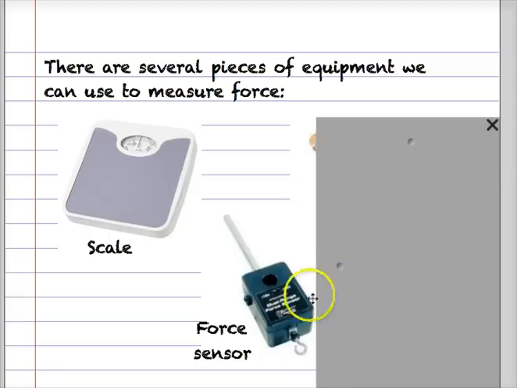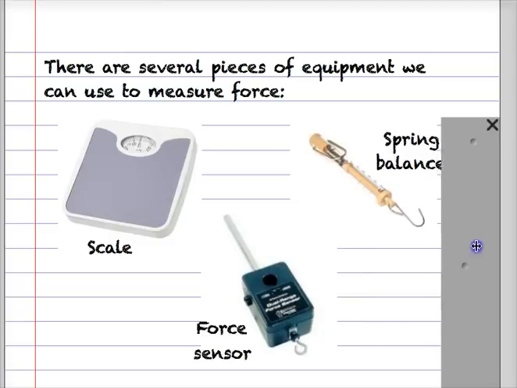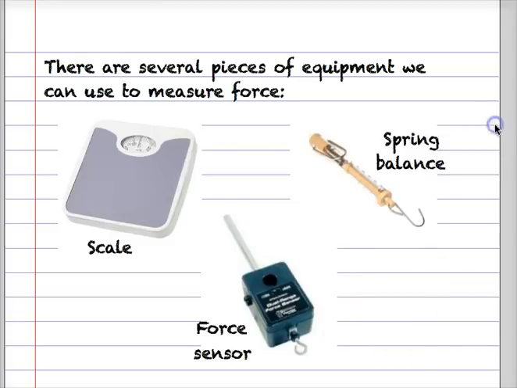Here we have a force sensor. We use technology a lot more these days, and this electronic sensor is hooked up to data logging equipment and can measure push or pull forces. The final one I've got here is a simple spring balance. Again, you can hang things on that, you can measure their weight, the force of gravity on them, or you can pull things, but they're not really used for push forces.